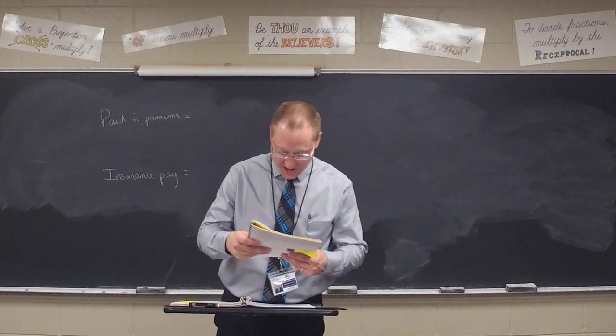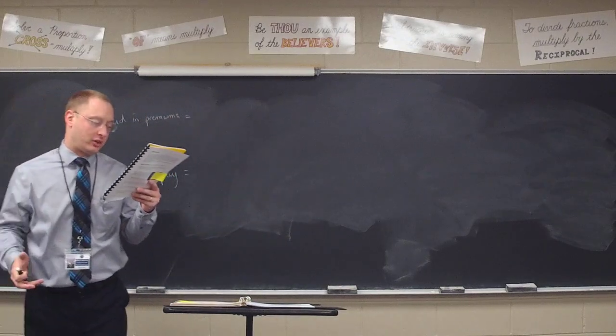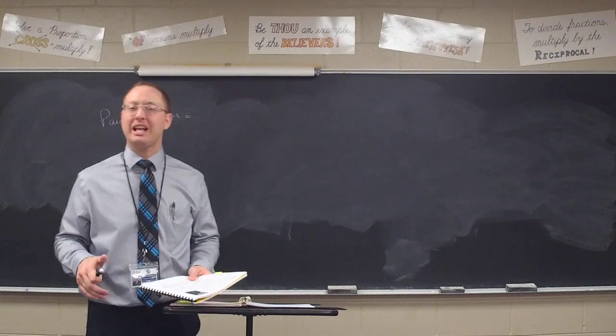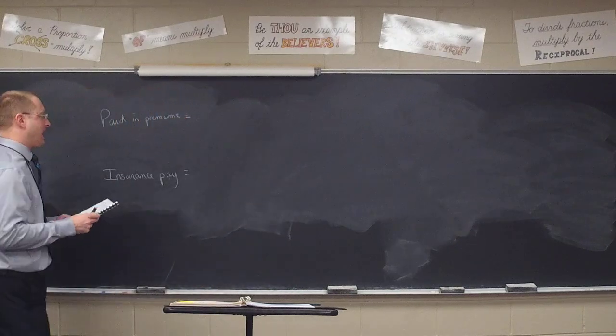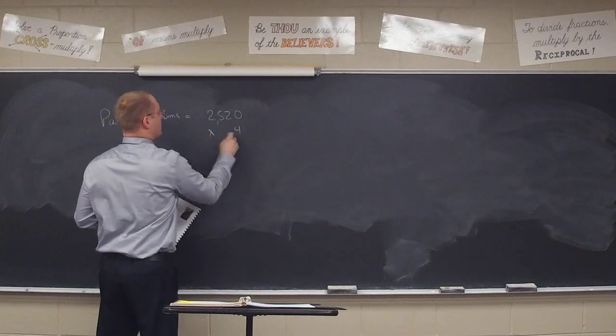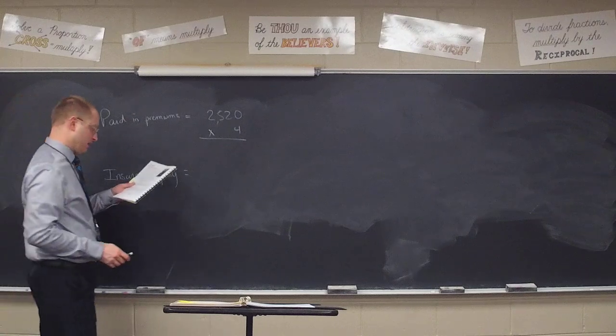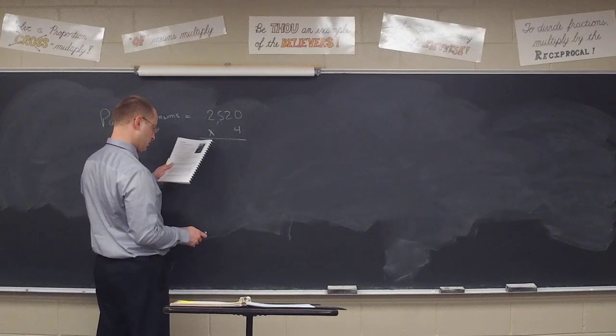So anyway, their premiums go up, right? $2,520 a year, and it says 4 years later. So let's figure out, kind of like we did last problem, if they're paying $2,520 a year for 4 years, how much are they paying in their premiums? Let's figure out how much they paid in premiums for the past 4 years. What you got, Bryson? $10,080.